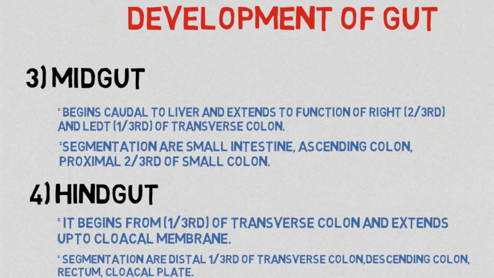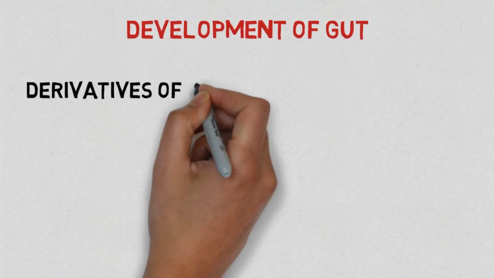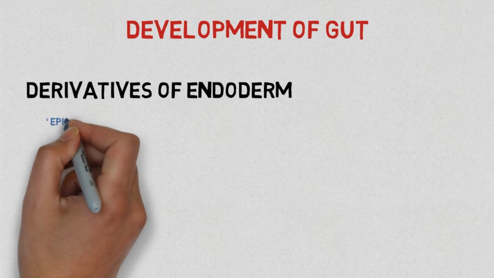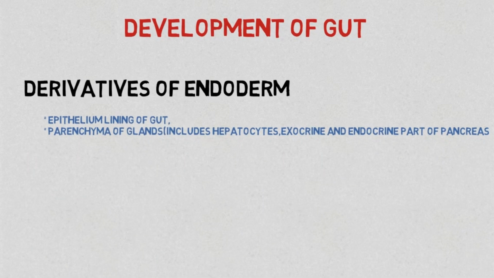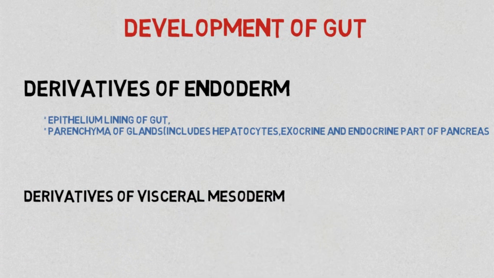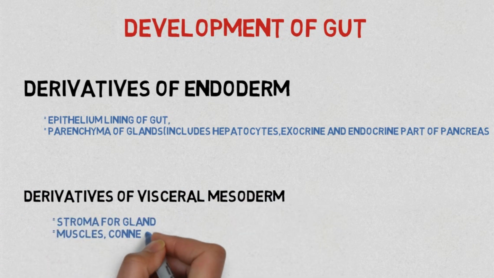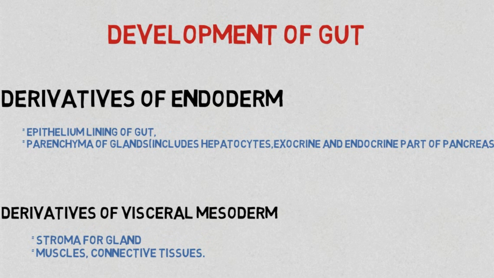Now let's talk about the derivatives. The derivatives of endoderm are classified into two parts. They are the epithelial lining of the gut and the parenchymal glands, which include hepatocytes and the exocrine and endocrine parts of the pancreas. The derivatives of visceral mesoderm include stroma for glands, muscle and connective tissue.